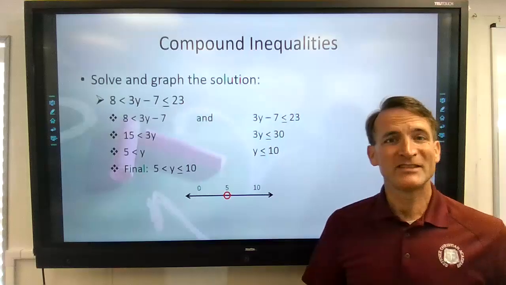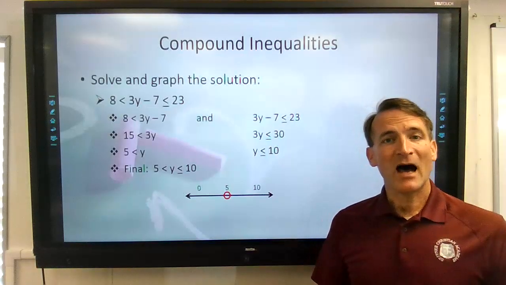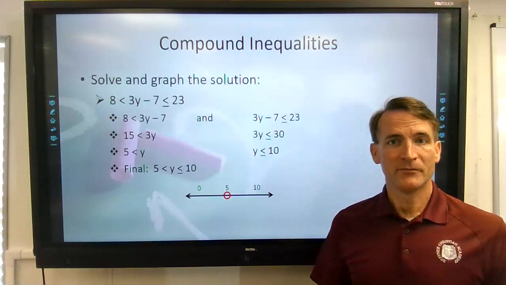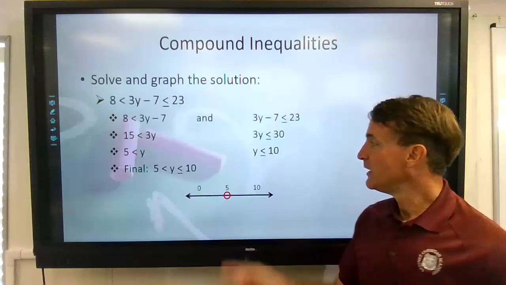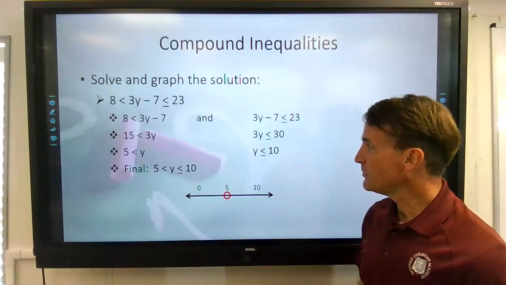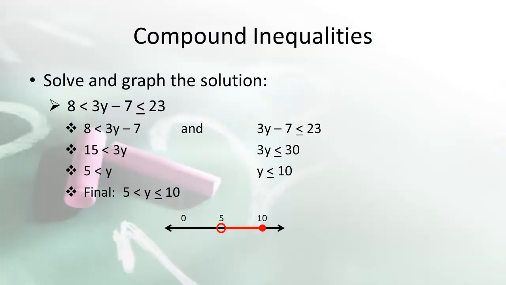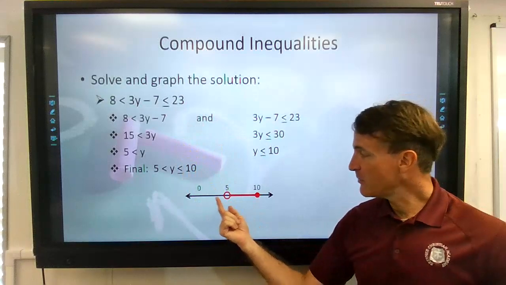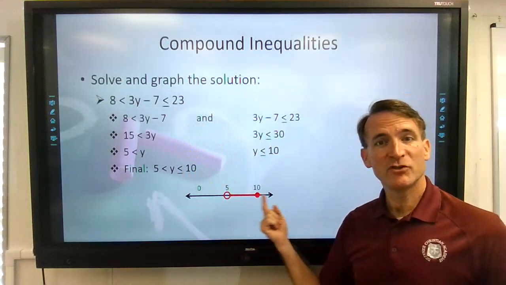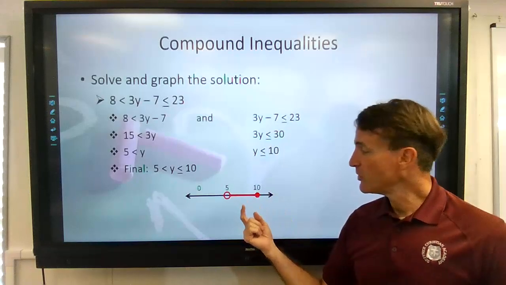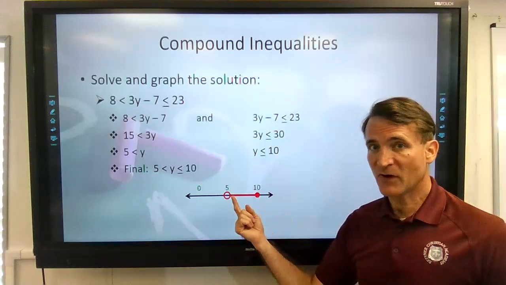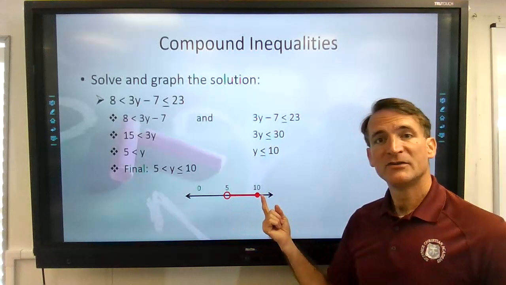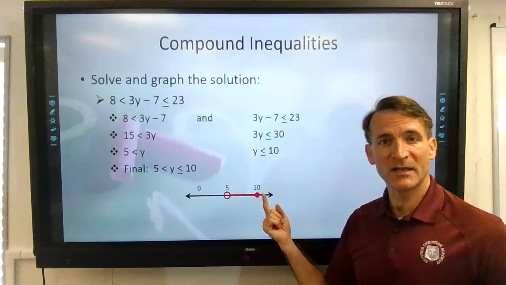Over here I have 10. Do I need to put a dot or a circle at 10? Well, I need to put a dot at the value of 10. And then, since this is an "and" statement, both of these have to be true at the same time. That means I've got an intersection in between those two values. So it goes from 5, not including 5, all the way up to the value of 10 and including 10.